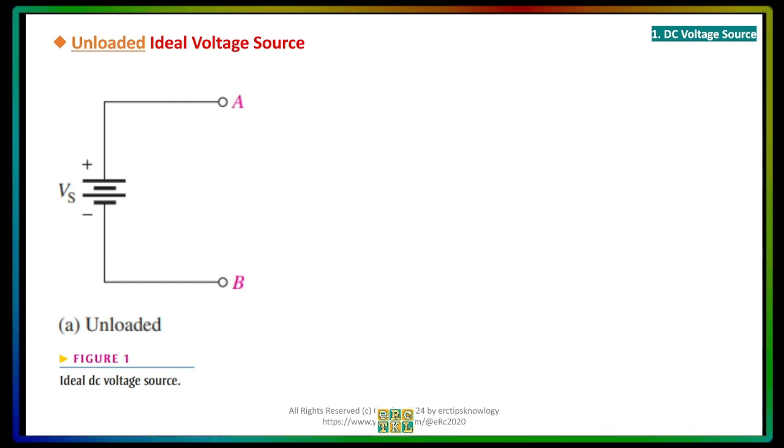Now let's start with the unloaded ideal voltage source. As you can see here, we have a voltage source with the positive and negative polarities, and we also have the letter A and letter B to represent the part where we can connect our load. Right now, we don't have any load here. That's why it's called unloaded.